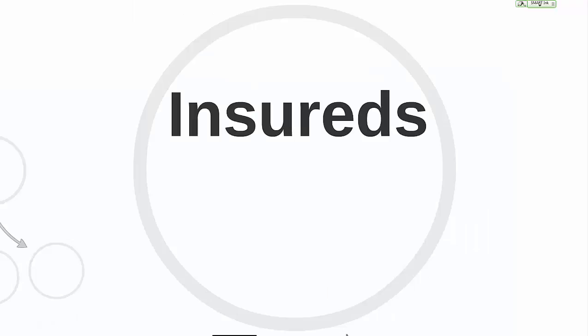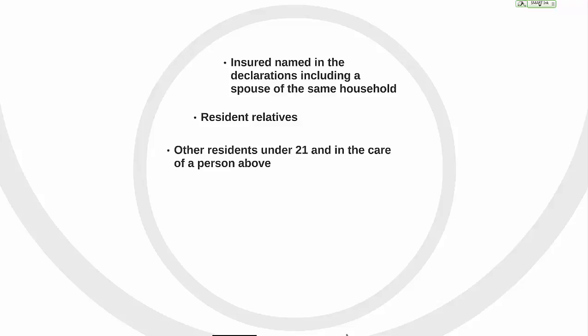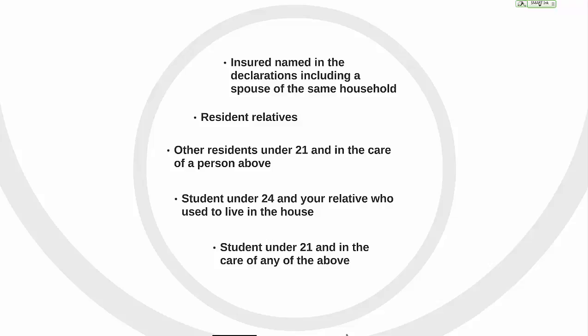Now let's look at insureds under the homeowner's policy. Those include the insured named in the declarations, including a spouse of the same household, even if he or she is not named in the declarations. Also, resident relatives and other residents under 21 and in the care of a person above, and a student under 24 and your relative, your being the named insured, who used to live in the house. So if a child is away at school, they are actually insured under your policy until age 24, and a student under 21 and in the care of any of the above.